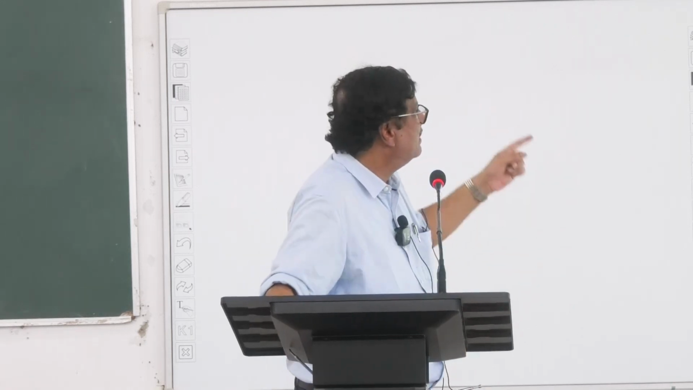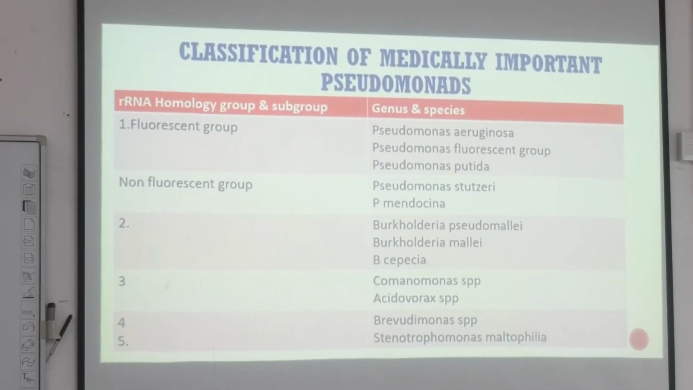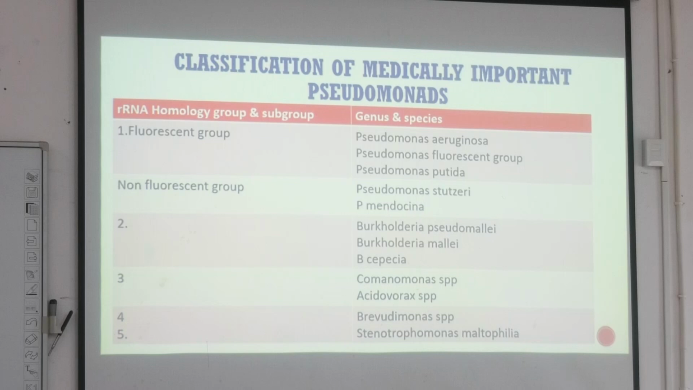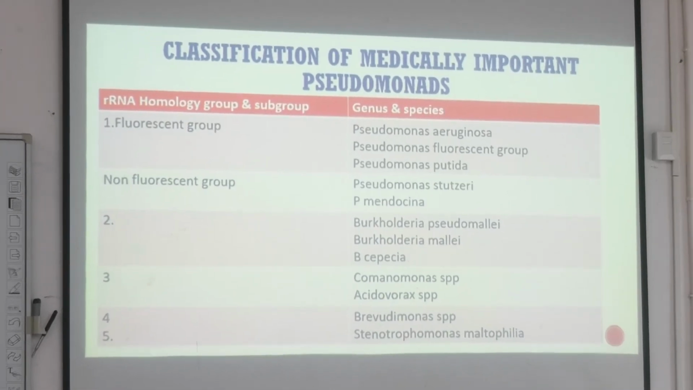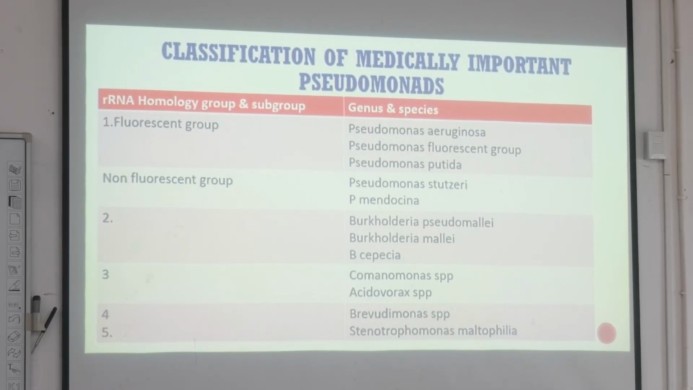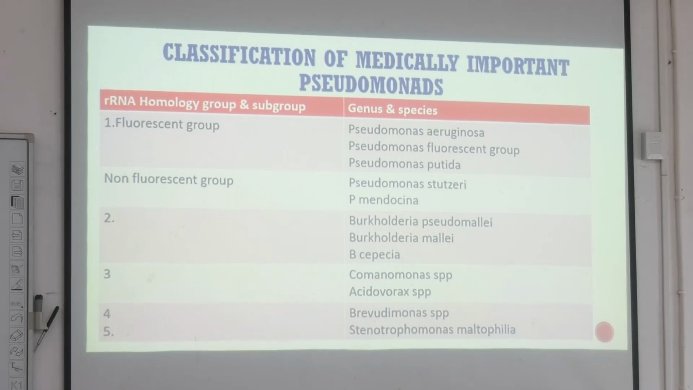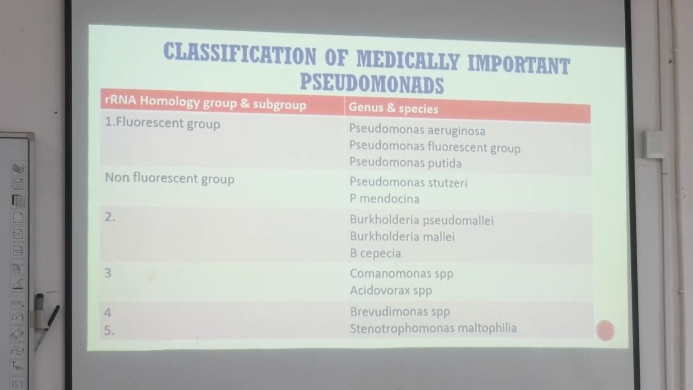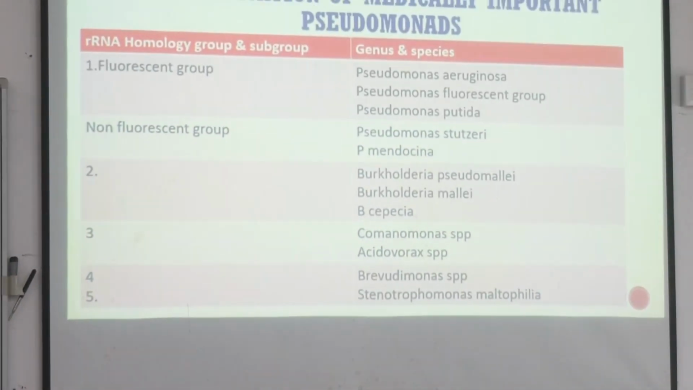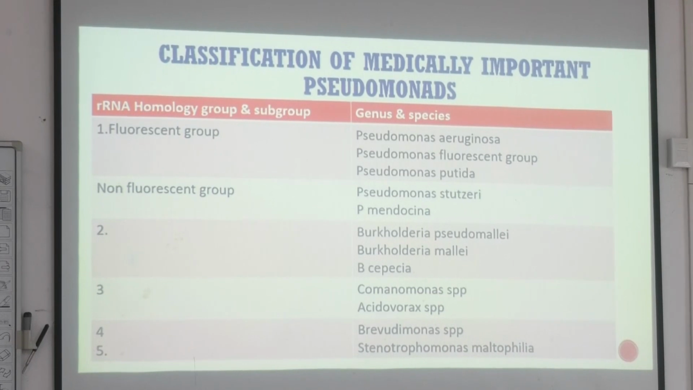So we have to identify the general characteristics first. We must know the general characteristics. What are they? They are non-lactose fermenters, non-fermenters, asaccharolytic. This is the basics. How to classify this group? Simply, for you, Pseudomonas, Acinetobacter, Burkholderia and Stenotrophomonas. Just remember these four names. This is enough. Although, on the basis of rRNA homology group, the entire Pseudomonas group is further classified into a fluorescent group.